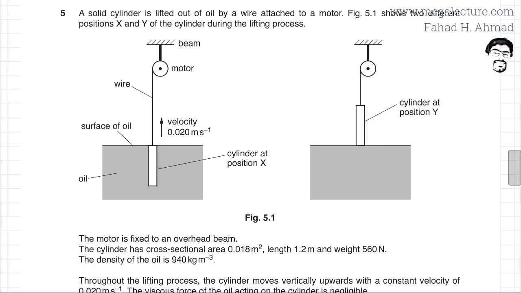The following question reads that a solid cylinder is lifted out of oil by a wire attached to a motor, and shows two different positions, X and Y, of the cylinder during the lifting process. So this is a cylinder that was dipped in oil, and remember, oil is going to create an upthrust.